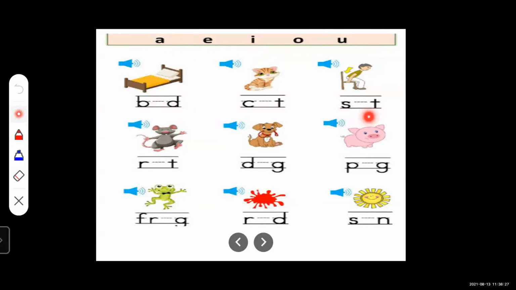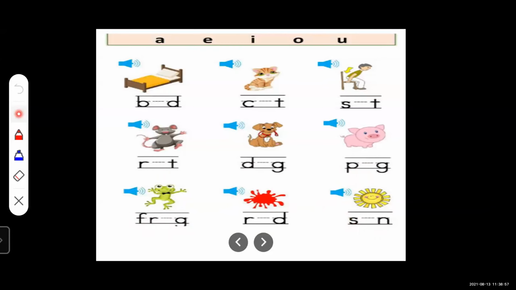Third one. Yes, S-I-T, sit. Next one, R-A-T, rat. D-O-G, dog. P-I-G, pig. Very good. F-R-O-G, frog. R-E-D, red. S-U-N, sun. So, very good.